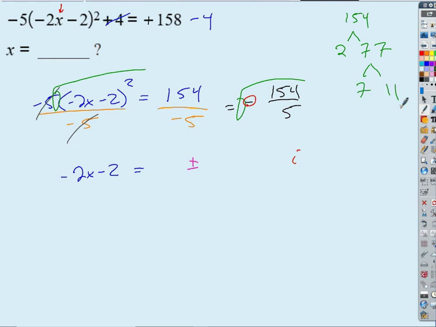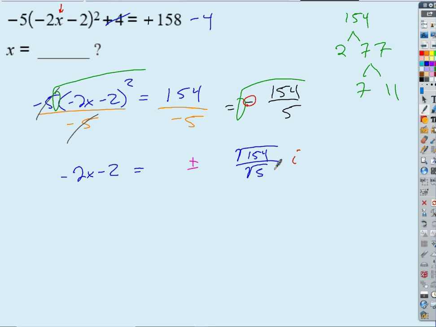So what's that tell us? Everything's stuck inside, right? There's nothing I can do to simplify it, okay? So then we end up with the square root of 154 divided by the square root of 5, but we can't have a radical on the bottom.